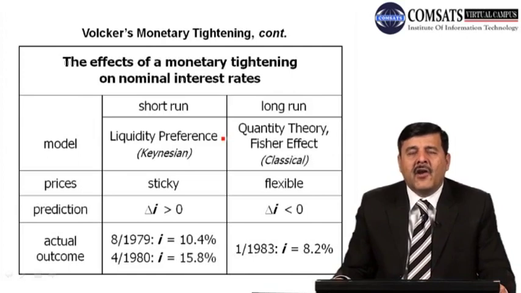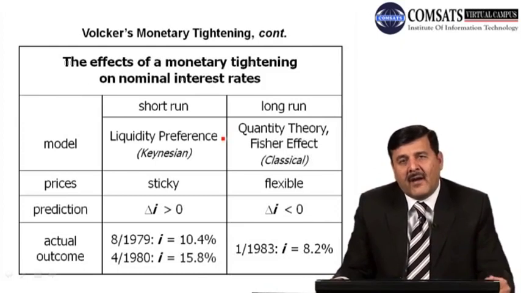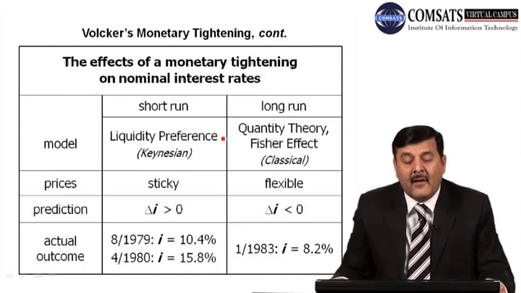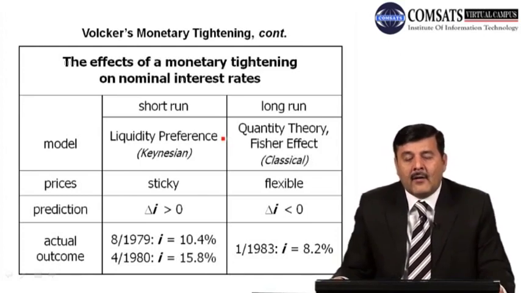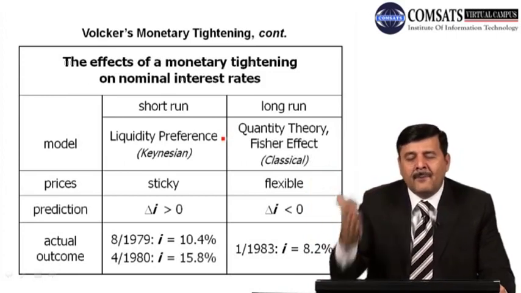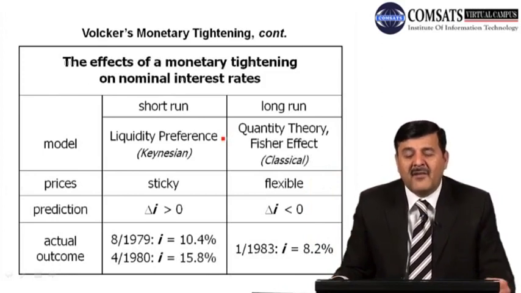Prediction क्या है? Change in the nominal interest rate is positive in the short run when prices are sticky in case of Keynesians, but in the long run, when prices are flexible, the change is negative. So in case we are talking about Keynesian economists, prediction ये है कि वहाँ पे nominal interest rate में इजाफा हो जाएगा. And if we talk about classical economists, this policy which Volcker has adopted affects the nominal interest rate negatively. Now actual outcome क्या होगी? What would be the actual outcome?